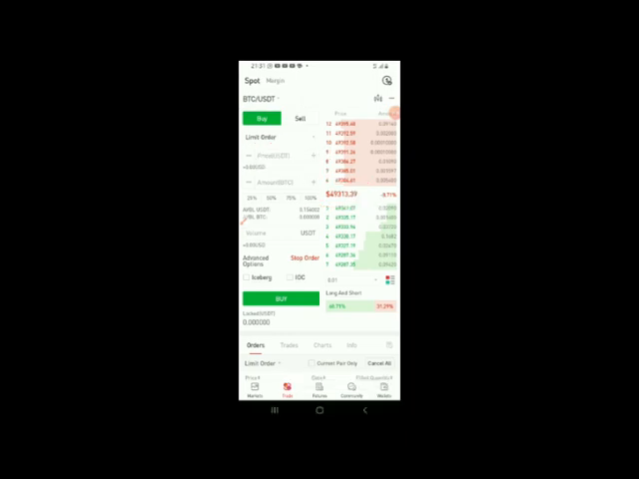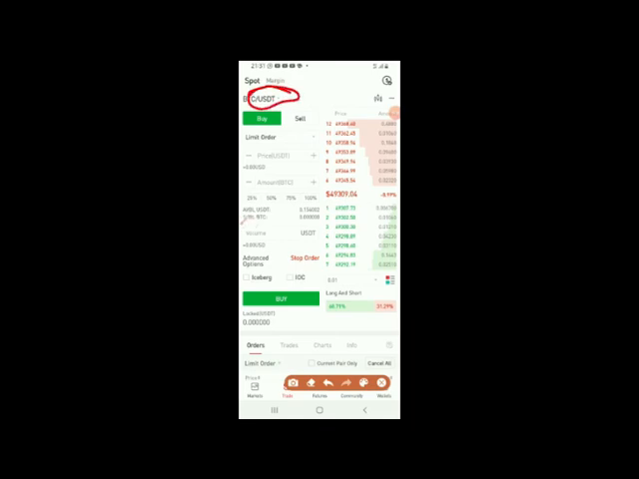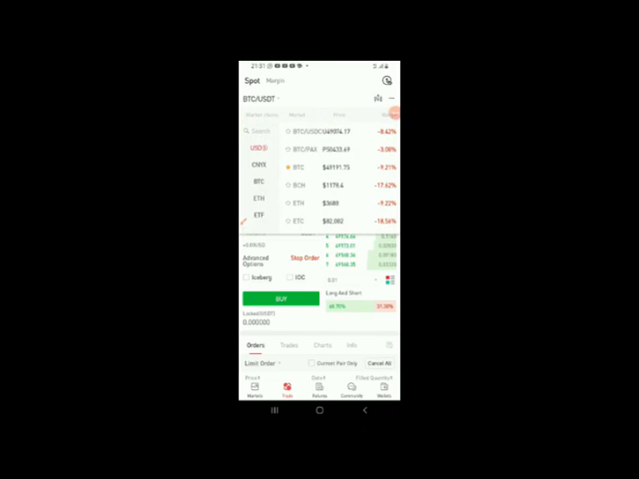Now let's start from the beginning, how to buy and sell. If I want to buy Bitcoin, the first thing I will do is select the Bitcoin pair, which is this. Let's say I'm currently having a different pair here, and then I want to select Bitcoin. What I will simply do is tap there. Once you tap there, this will pop up.